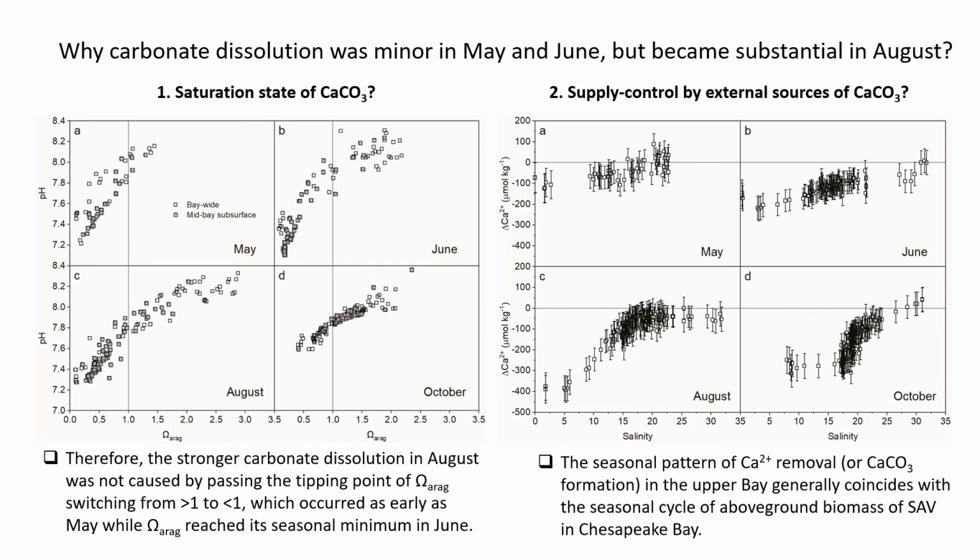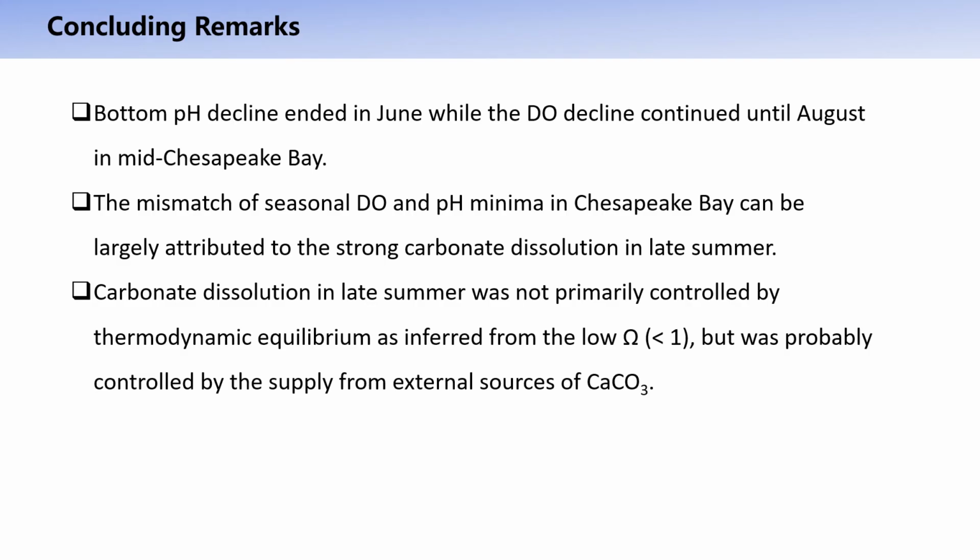And our seasonal analysis reinforces the findings of our earlier Nature Geoscience paper that calcium carbonate solids formed in productive low-salinity SAV beds are a potential source of calcium carbonate to support mid-bay dissolution and pH buffering.